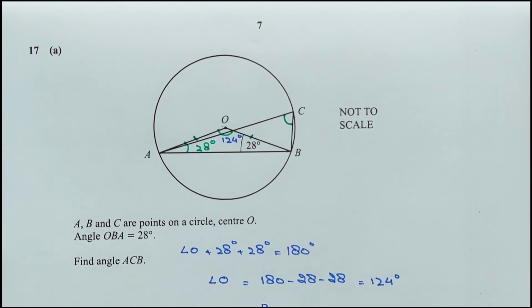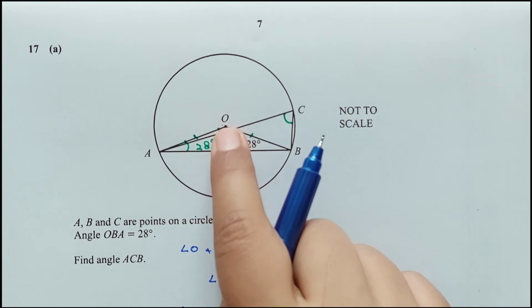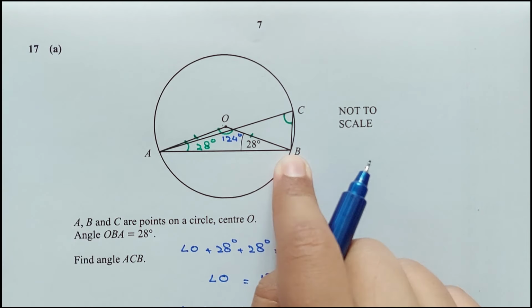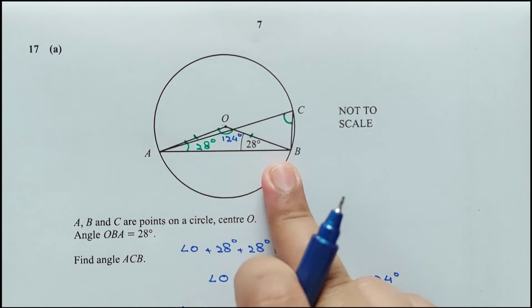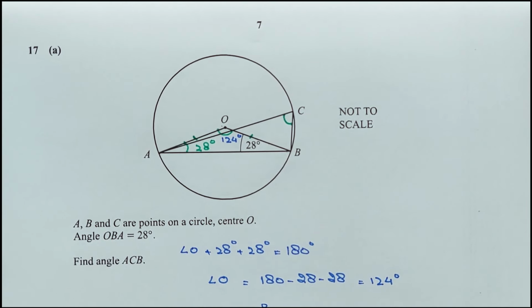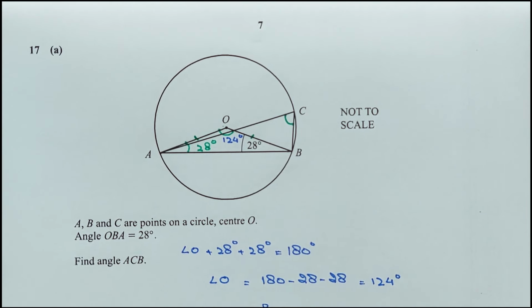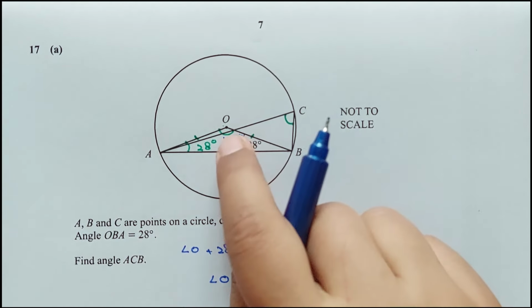Right, so the first concept here, we have to use the isosceles triangle because OA and OB are the two radii. So two sides are the same, two angles are the same. Then the next concept we have to use is that the sum of all angles of a triangle adds up to 180 to get the angle O.